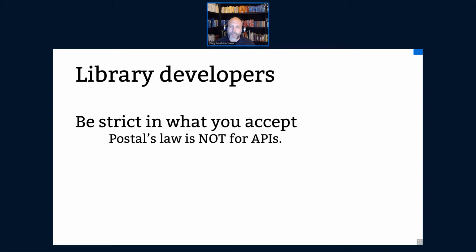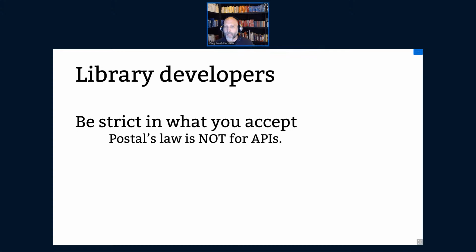But in that API that you're creating, you need to be strict. You should not follow Postel's law for APIs. It just does not work. We've seen it happen time and time again. If you accept things that are out of bounds or out of scope from what you think you should be accepting, and then you try and change that later on, you will break real users. So you need to be very strict in the beginning.